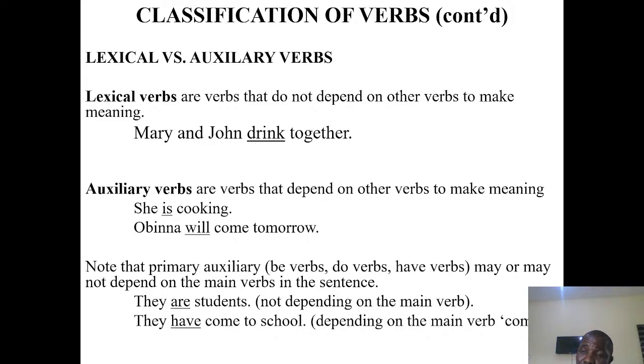Verbs such as be verb, there are about 8 lessons of be verb. Go and check it. We have be itself, is, are, were, been, and others. Do verb, there are about 5 lessons of do verb. Have verb, there are about 3 lessons of have verbs. These ones can be used as primary. They can stand alone in some sentences. They cannot stand alone in some others. We shall see that done.